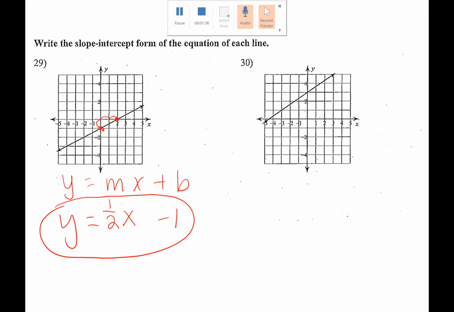For number 30, I do the same thing. Here's my y-intercept at positive 3, so that's the b. And then I just find another point that it intersects. I'm going to actually go down here. I still notice it's a positive slope, so I would just count my rise over run. So I'm rising 2 and running 3. So that is 2 over 3x. So for number 30, y is equal to 2/3 x plus 3.